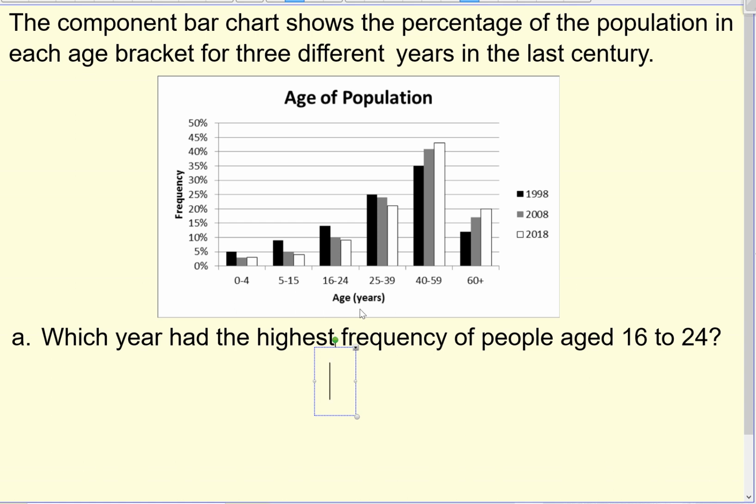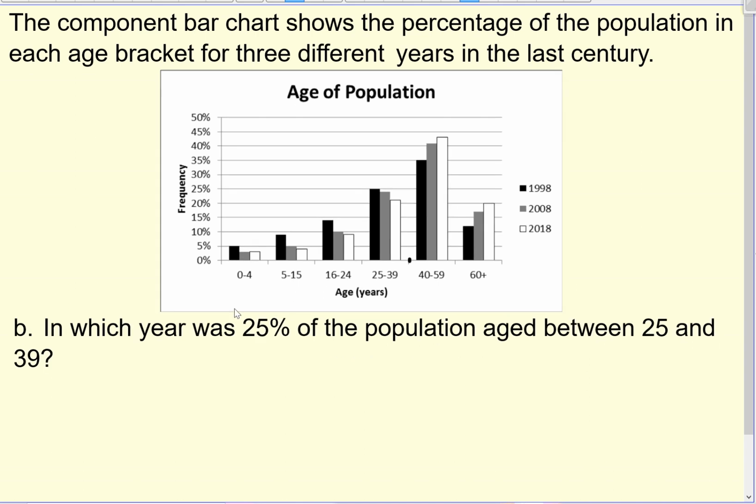We can see that this axis is labeled age, and we can see the other axis is labeled frequency. The frequency just means the percentage of the population, how regularly it occurs. So in 16 to 24, we're looking for the highest frequency. In other words, which one's got the most people, the biggest proportion of people. You can see that the darkest bar is the tallest here, and that represents 1998. So the highest frequency of people aged 16 to 24 occurred in 1998.